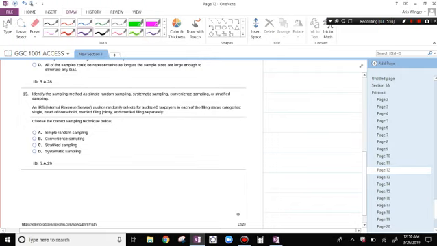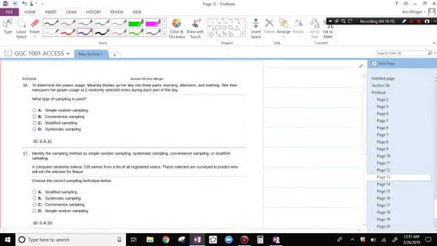Identify the sampling method as a simple random sample, systematic sampling, convenient sampling, or stratified sampling. An IRS auditor randomly selects 40 taxpayers in each of the following categories. So stratified means single categories. Stratified. To determine her power usage, Miranda divides up her day into 3 parts, morning, afternoon, and evening. She then measures her power usage at 2 randomly selected times during each part of the day. That is also stratified.